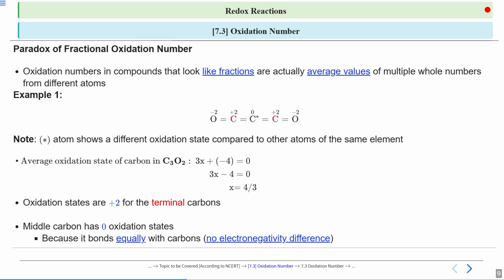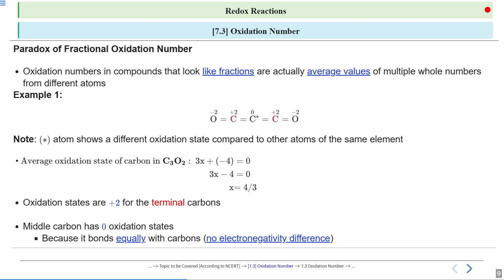Why? Because it bonds equally with carbon. The central carbon atom is bonded with this carbon atom and this carbon atom, and these two carbons have the same electronegativity. This is the reason that the middle carbon has an oxidation state of 0.